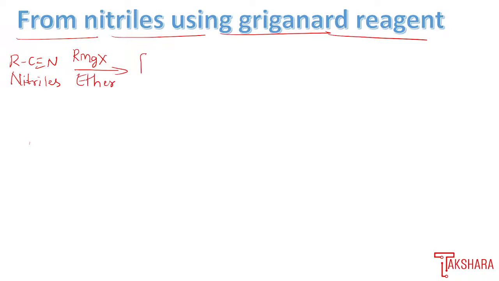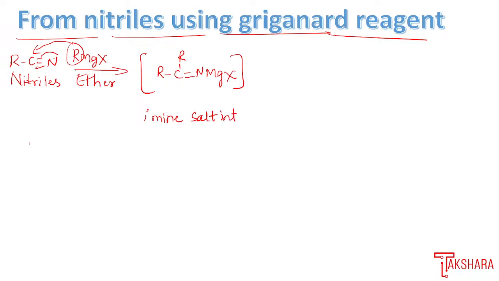When it is treated with a Grignard reagent, R'MgX, in the presence of ether, the product is such that this R' is going to combine with the carbon and one bond will shift towards nitrogen. The triple bond is converted into a double bond, so that RC double bond, and here R' attaches. Then again we have N here and MgX. So we get an intermediate, the imine intermediate, which we call the imine salt intermediate.